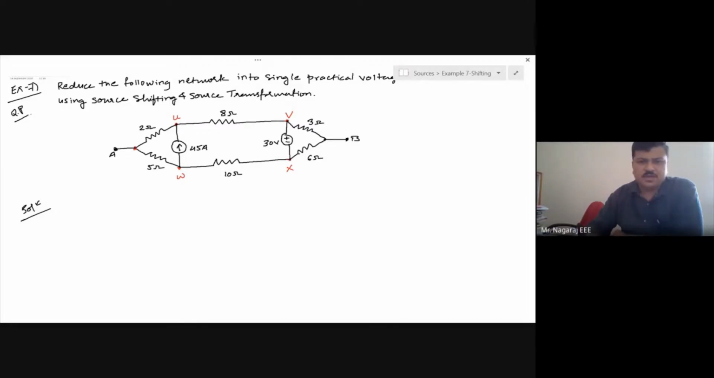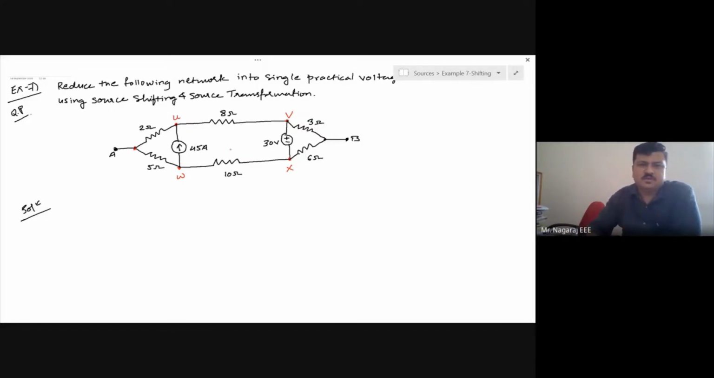At X. But what about this Vx source? V is at a different potential, X is at a different potential. So there is a potential difference between V and X. Therefore, there is some sort of current present. But if I do this 45 ampere shifting across 8 ohm and 10 ohm, it will be entirely a different circuit than what we are having.